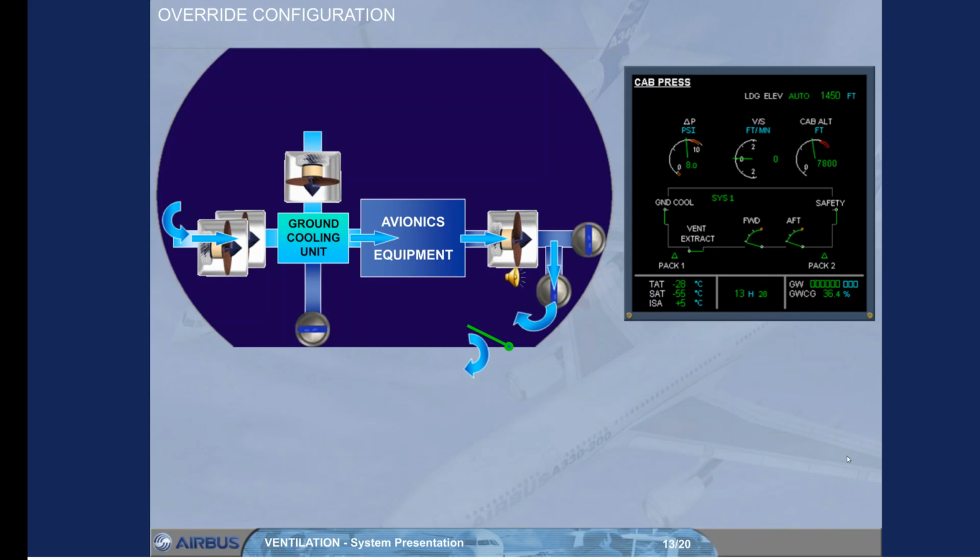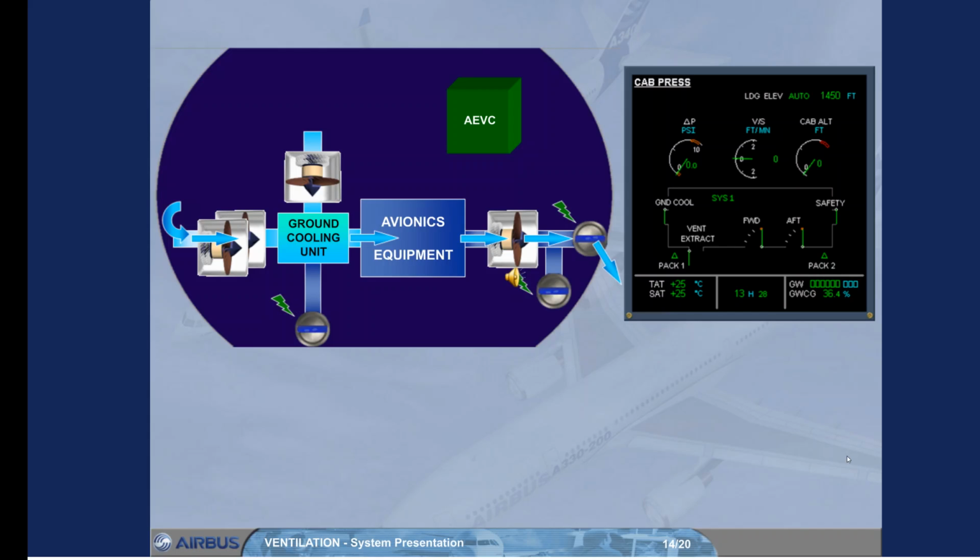In some failure cases, the override configuration is activated. In these cases, the overboard extract valve is partially open. The underfloor extract valve is closed. On the ECAM, the valve indication changes to an intermediate position. The Avionics Equipment Ventilation Controller, AEVC, controls the avionics ventilation system and sends opening and closing signals to the overboard, underfloor, extract valves, and the ground cooling valve.